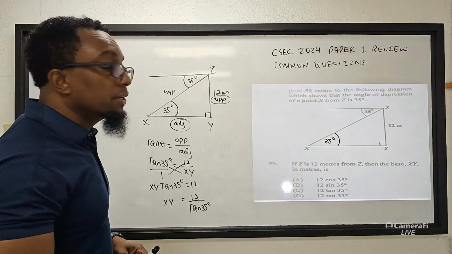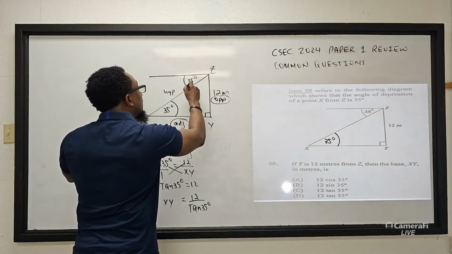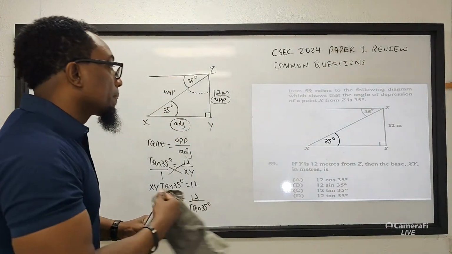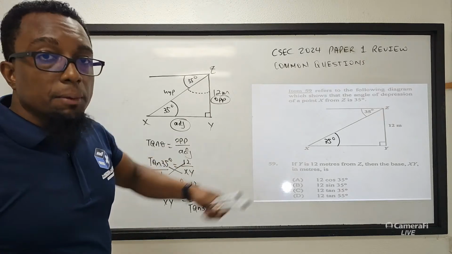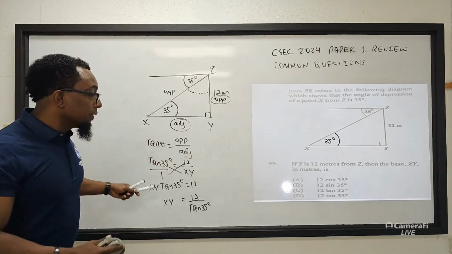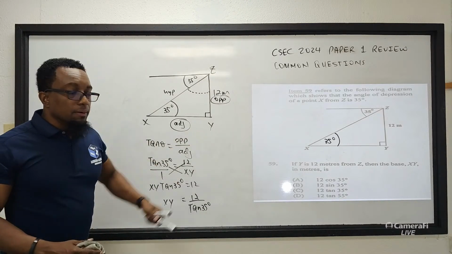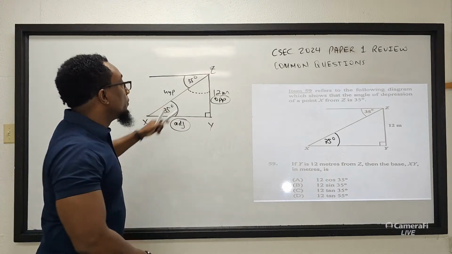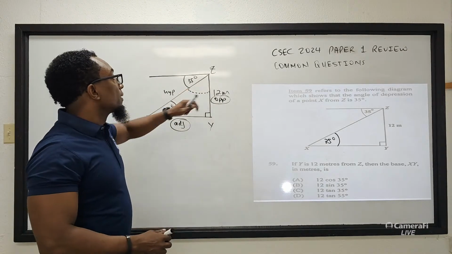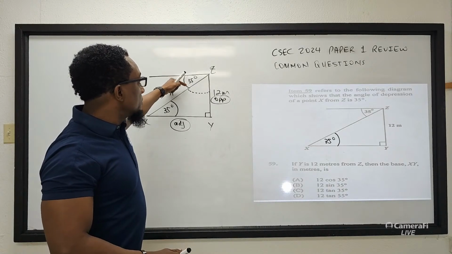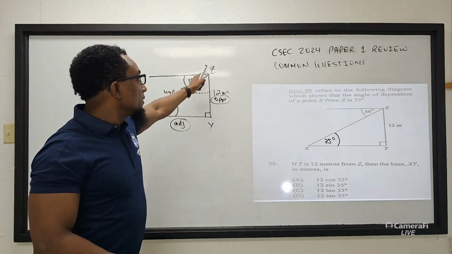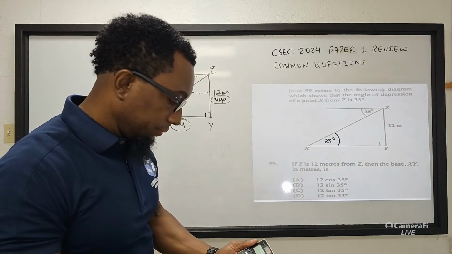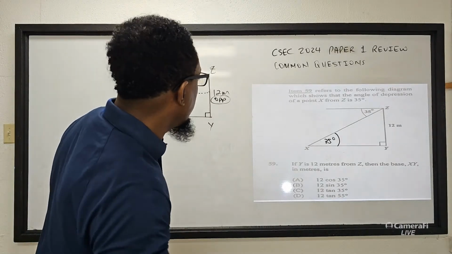So we have to use another acute angle in this triangle, which is this angle here. That angle will help us determine the length of xy, and we will see that in the options. So this is not wrong, but it can't be used based on the options given. So we're going to use this acute angle here. This is horizontal, this is vertical, so this is 90. So we're going to subtract 35 from 90, which is 55 degrees.